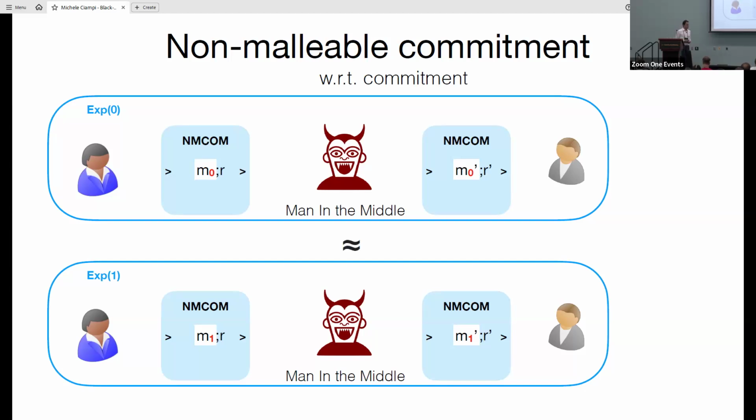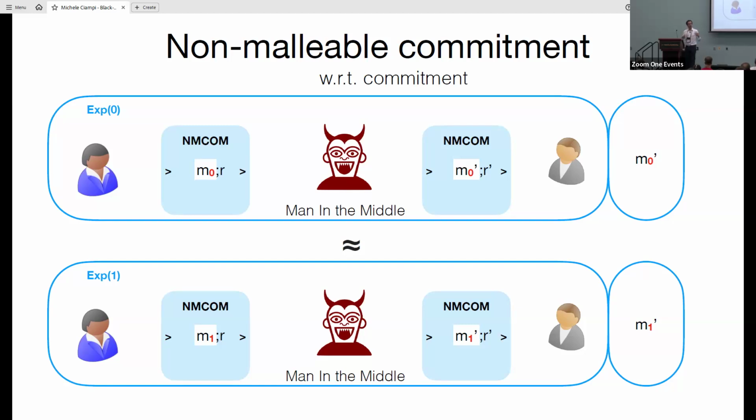And usually what you require from a commitment scheme is that the commitment must be hiding, which means that the behavior, what the adversary does, what the adversary outputs must be independent from whether the adversary is receiving a commitment of M0 or M1. Okay? And so you require these two experiments to be indistinguishable. In the non-malleable commitment security game, instead, what you require is that the indistinguishability must hold even when the distinguisher has as input the message that is committed by the man in the middle on the right session. Okay? So this is the main difference.